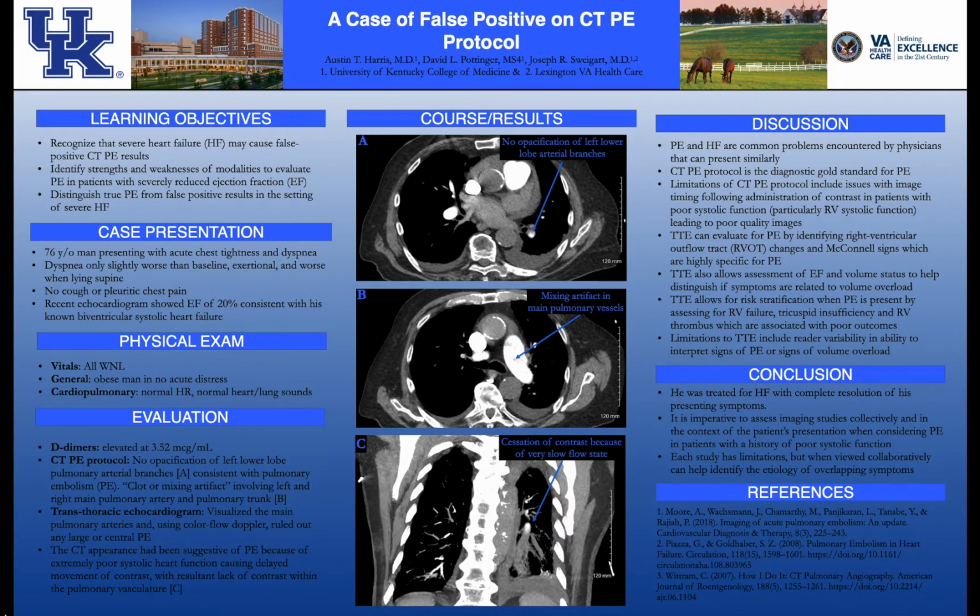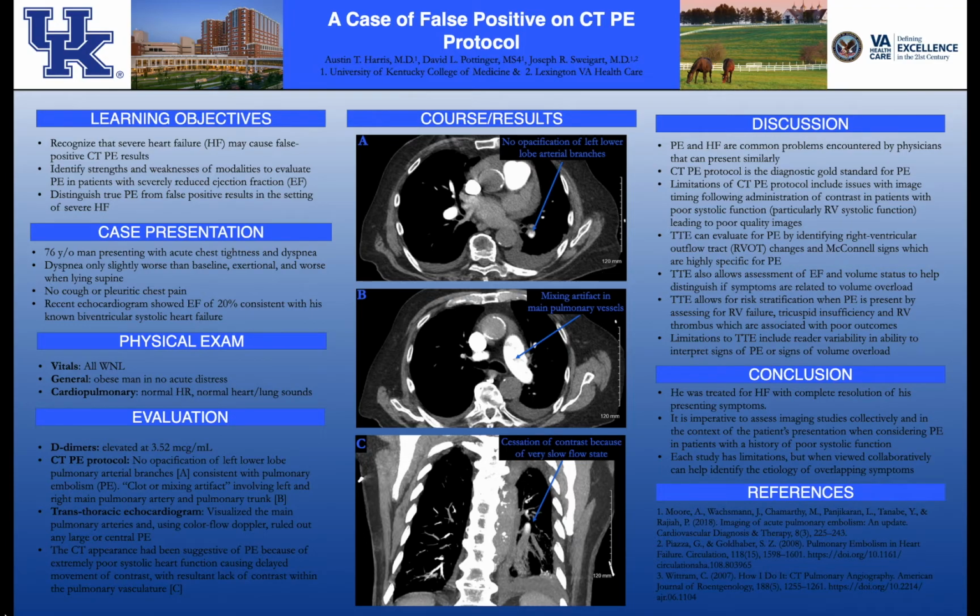His D-dimer on arrival was 3.5, and he had a CTPE protocol with no opacification of the left lower lobe pulmonary arterial branches consistent with PE, as you can see in picture A. He also had clotting or mixing artifact in the pulmonary artery and pulmonary trunk, which you can see in picture B. And he did get a follow-up TTE after his CT that was able to visualize the pulmonary arteries, and using color flow Doppler was able to rule out pulmonary embolism. So it was determined that his CTPE findings had actually been due to a low flow state resulting in lack of perfusion of contrast through his pulmonary vasculature, which is shown in picture C.